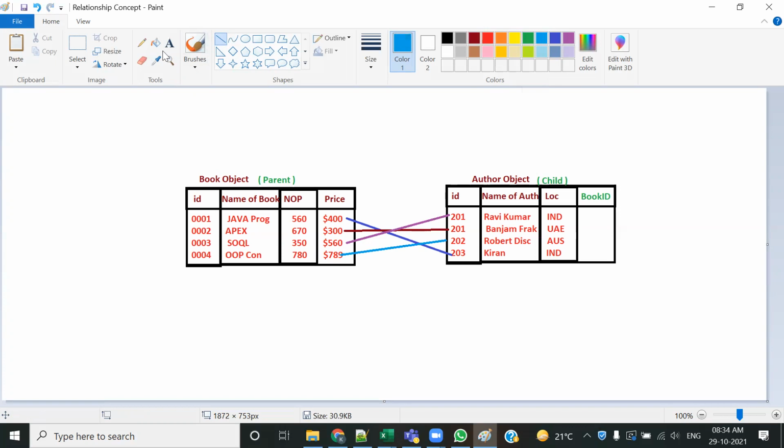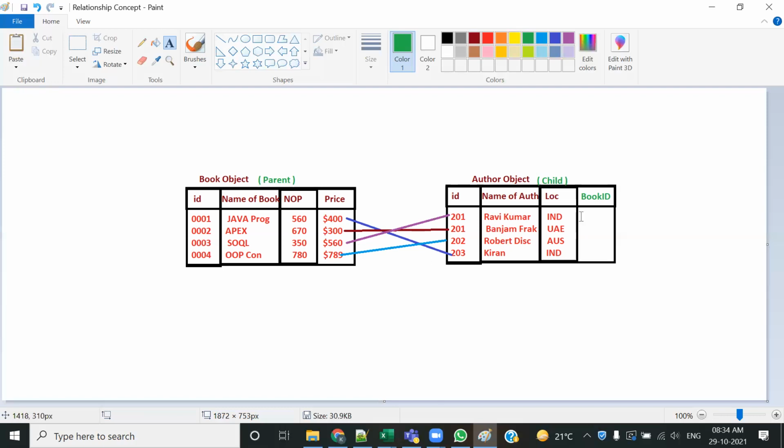Now let's come back to the fact. Ravi Kumar has written this particular book, SQL. Ravi Kumar is now associated with SQL. So who's the parent? Book is the parent. Who's the child? Author is the child. So we created one more column inside this child object. The relationship field is always created on the child object. Now, I consider that Ravi is the child. Then who is the parent? The SQL book is the parent. What is the ID of SQL? It's 003.